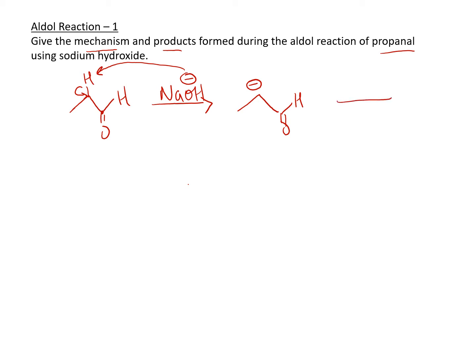And now, of course, since we are doing an aldol, we will get a second molecule of propanal. And in this case, here we have the nucleophile, and this is going to be the electrophile. The electrophile is particularly the carbonyl carbon, right here. So that's what we do. Okay, so positive goes to negative.